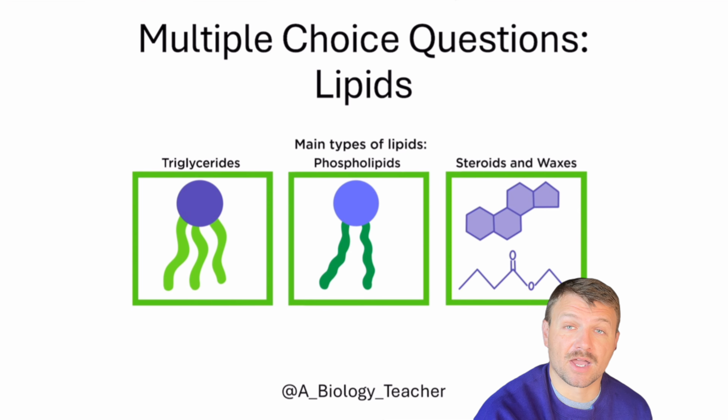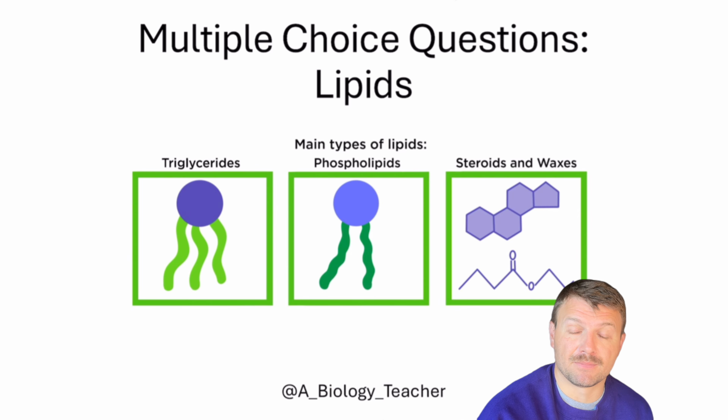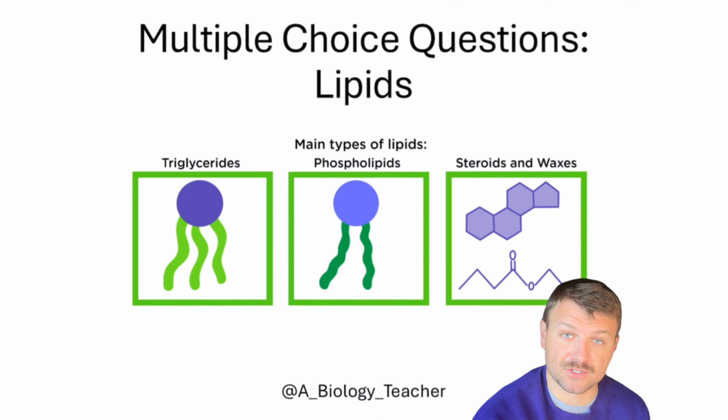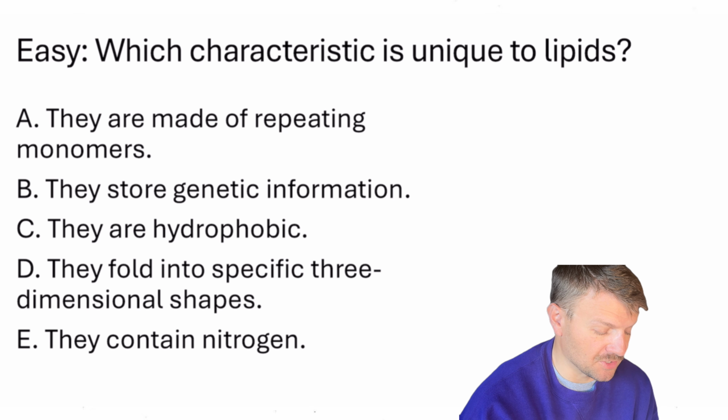So typically a biology student might see the first and second question on a test, and then an AP biology student might see the second and third question on a test. With that being said, let's just jump right into it. All right, so here's the easy question. Which characteristic is unique to lipids?